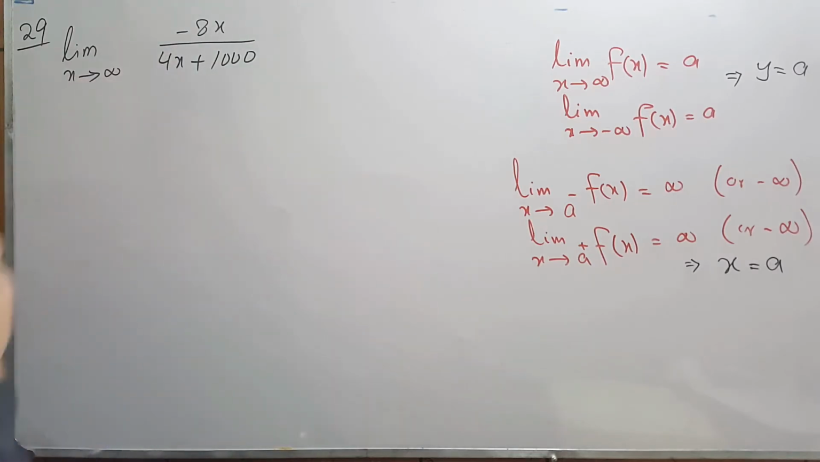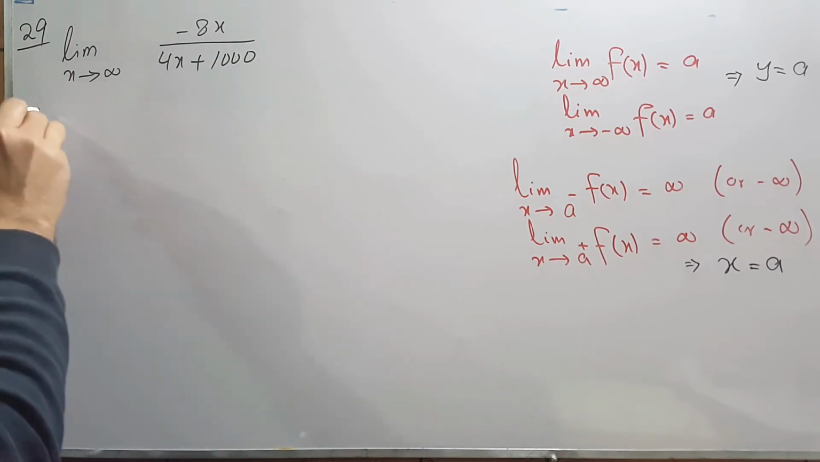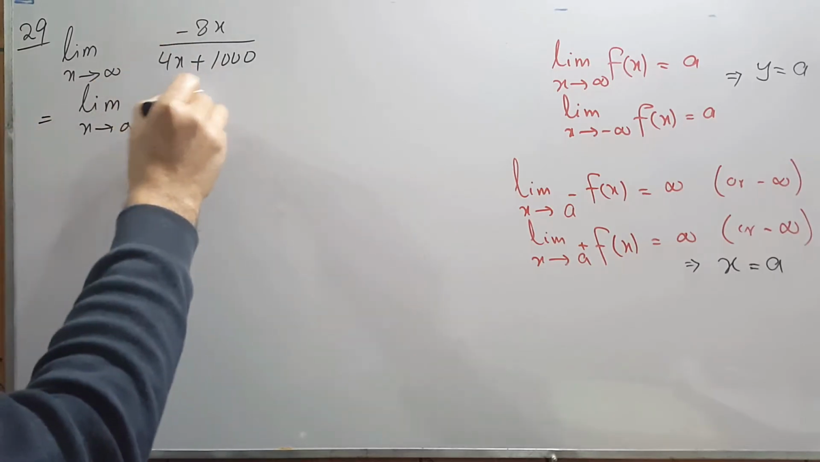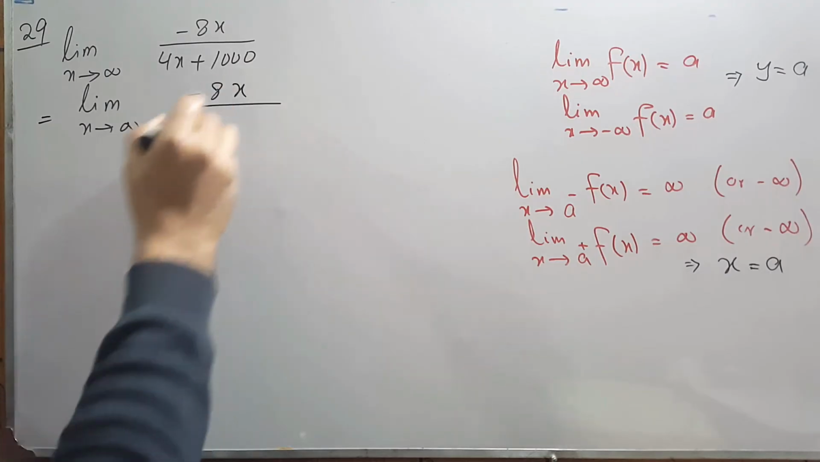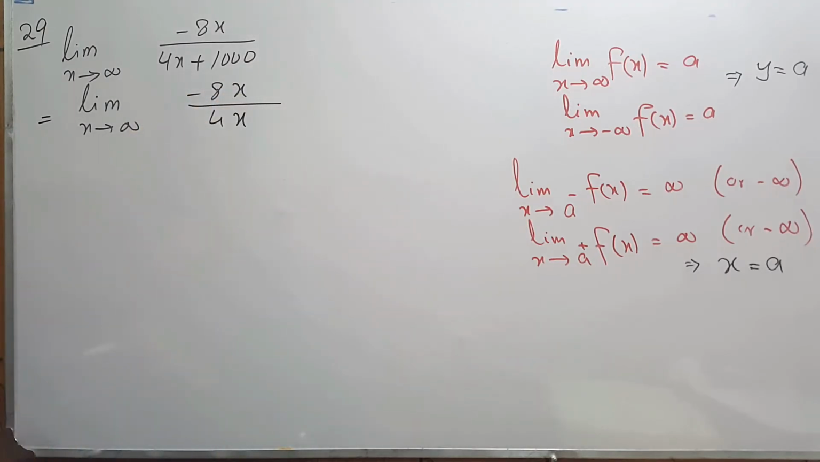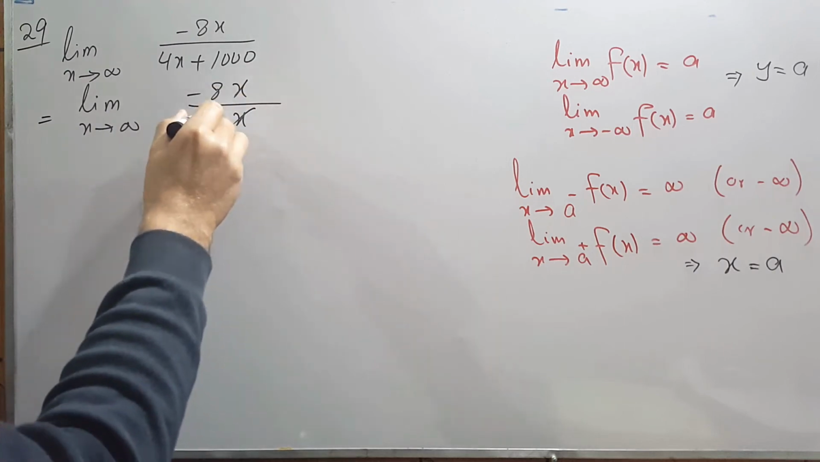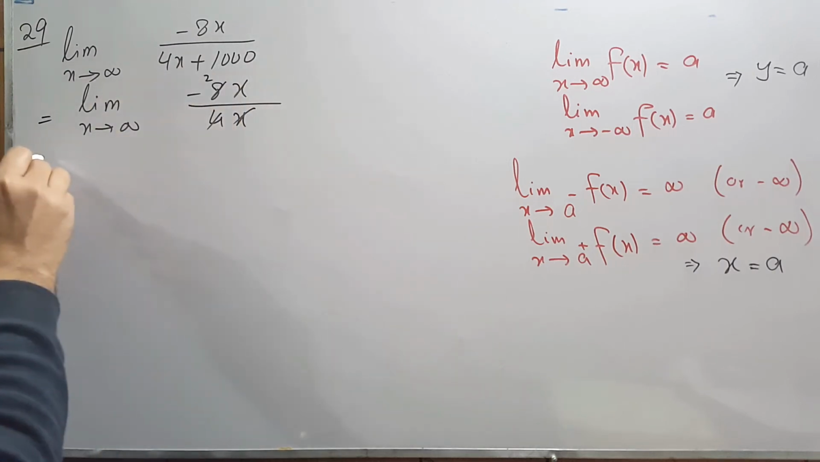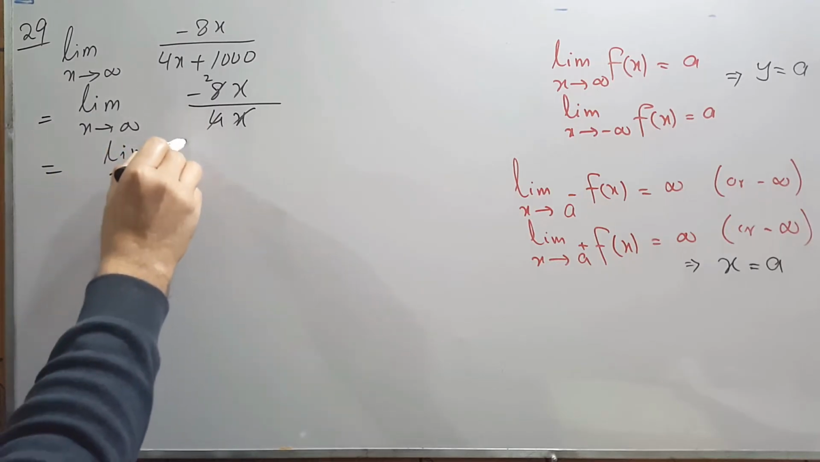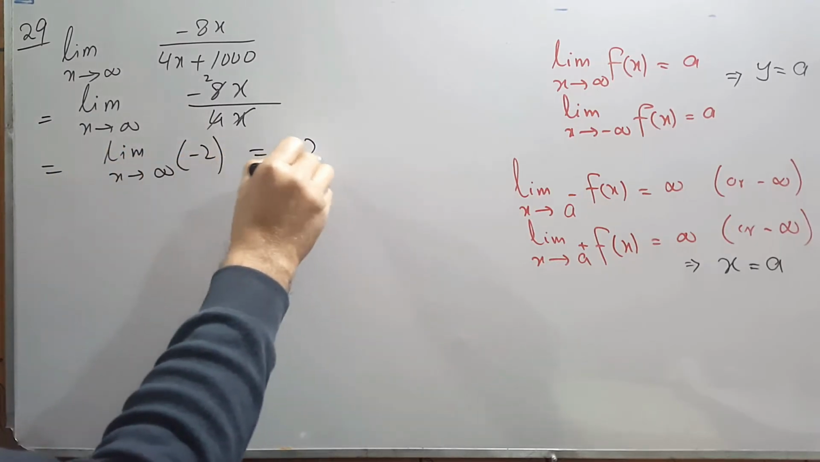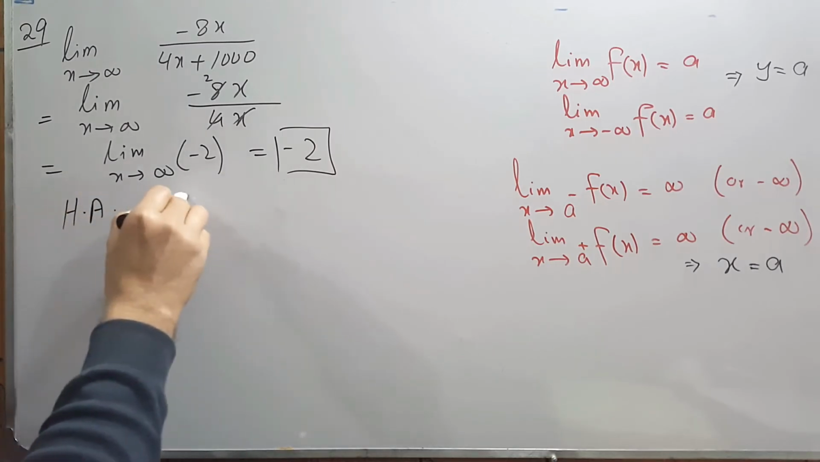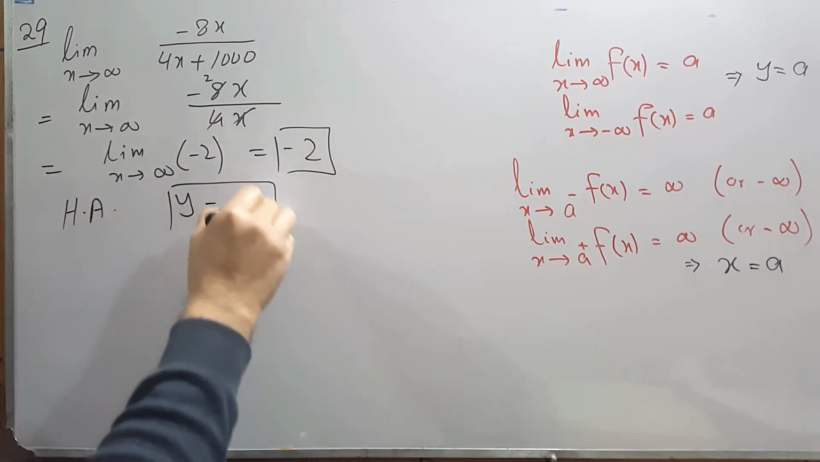In this problem, again what we have to do is restrict our limit only to the terms of x with the higher power of x. So x cancels with x, this cancels with x, so you are left with minus 2. So the limit as x approaches infinity is minus 2, and the horizontal asymptote is y equals minus 2.